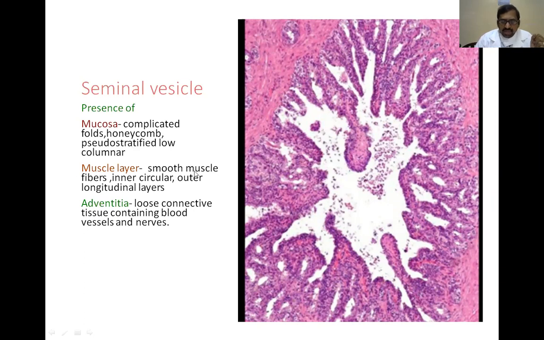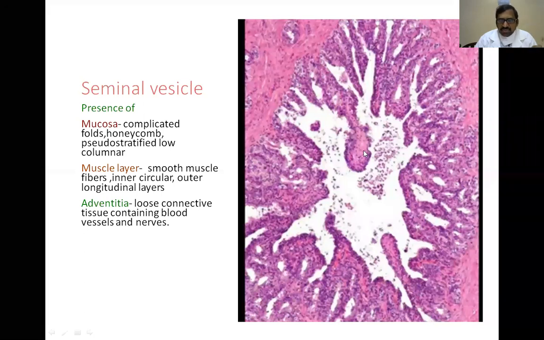Next, why is there no cilia? Because there is no propulsion of the spermatozoa. The spermatozoa are not at all related with the seminal vesicles. It is only adding bulk to the semen, and also the secretions of the seminal vesicles are providing nutrition to the spermatozoa. Because of this reason, there is no cilia.